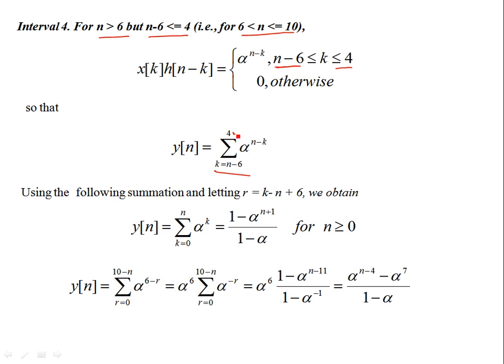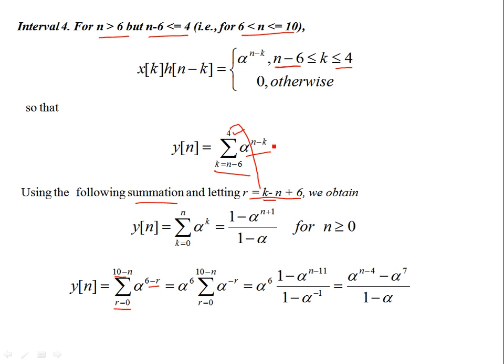So again the same expression, alpha to the n minus k, and using the same summation formulation, we change the dummy variable to r equal to k minus n plus 6. Then you can see that r starts from 0. And if your k is 4, then it becomes 10 minus n. Then you have alpha to the n minus k, which means 6 minus r for n minus k.